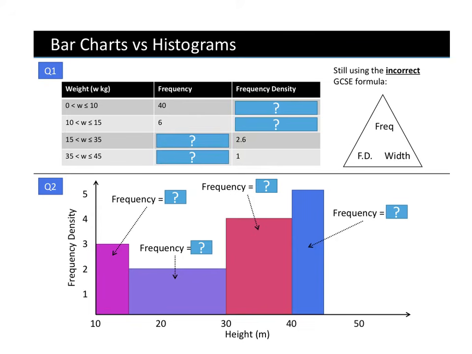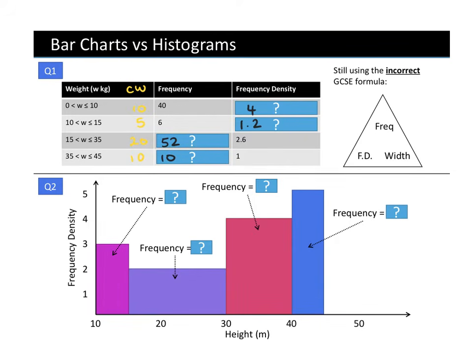So if we have a look at question 1, we're going to do this as a class. Our class widths are in fact 10, 5, 20 and 10. So our frequency density is frequency 40 divided by 10, which gives 4. 6 divided by 5 is 1.2. Here we know the frequency, something divided by 20 gave us 2.6, so 2.6 times 20 is 52. And then something divided by 10 gave us 1, so the answer is 10. Everyone should be really happy figuring this out.